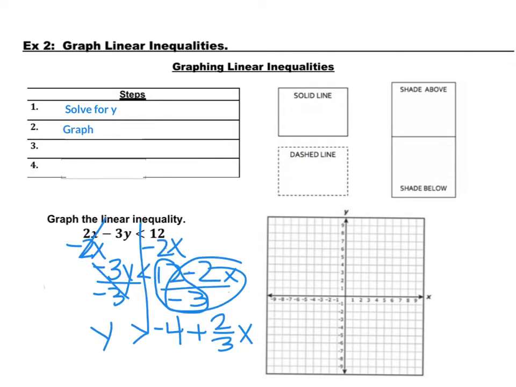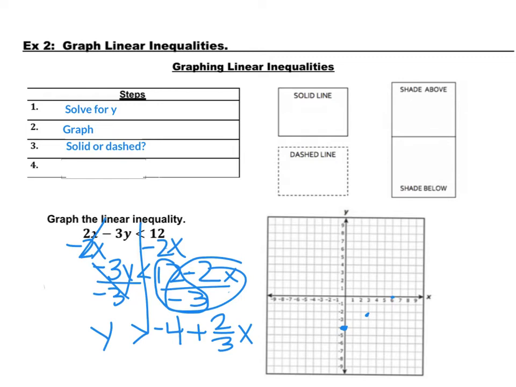Our second step in graphing linear inequalities is now let's graph this inequality. So I'm going to start by going to our negative 4, and then I'm going to go up 2 over 3. I'm going to do that a couple of times, up 2 over 3. So our third step is we need to determine if it's a solid or a dashed line.